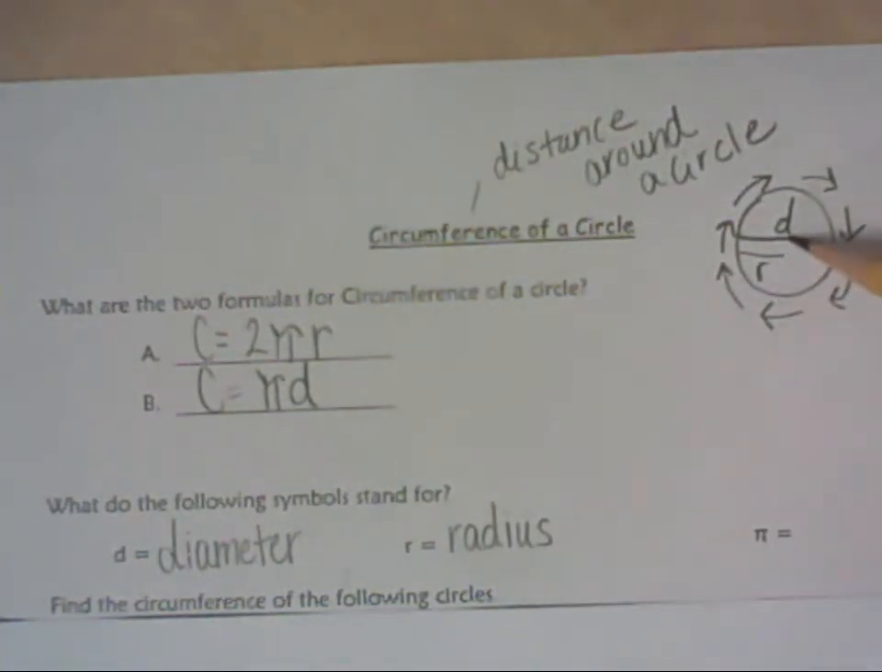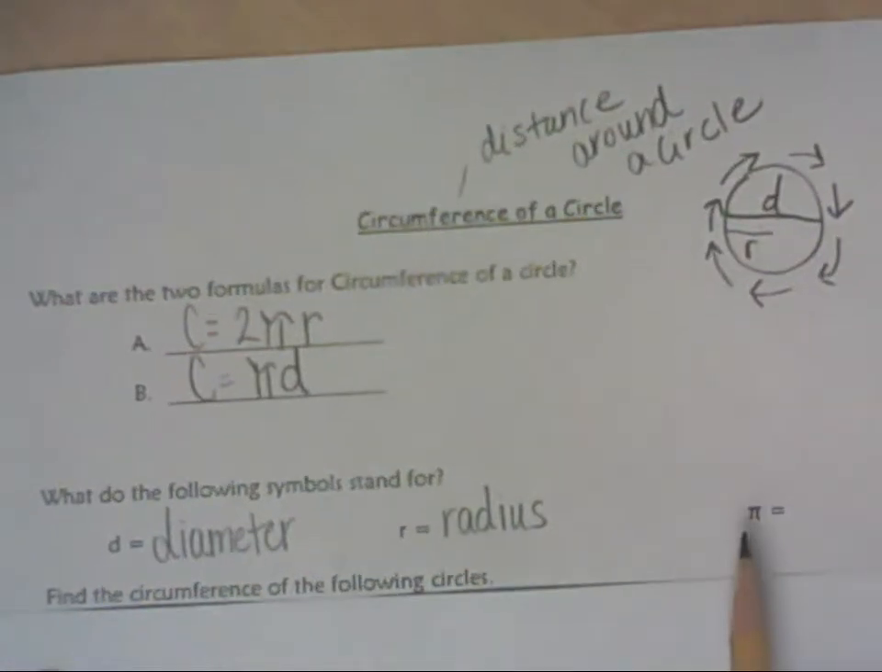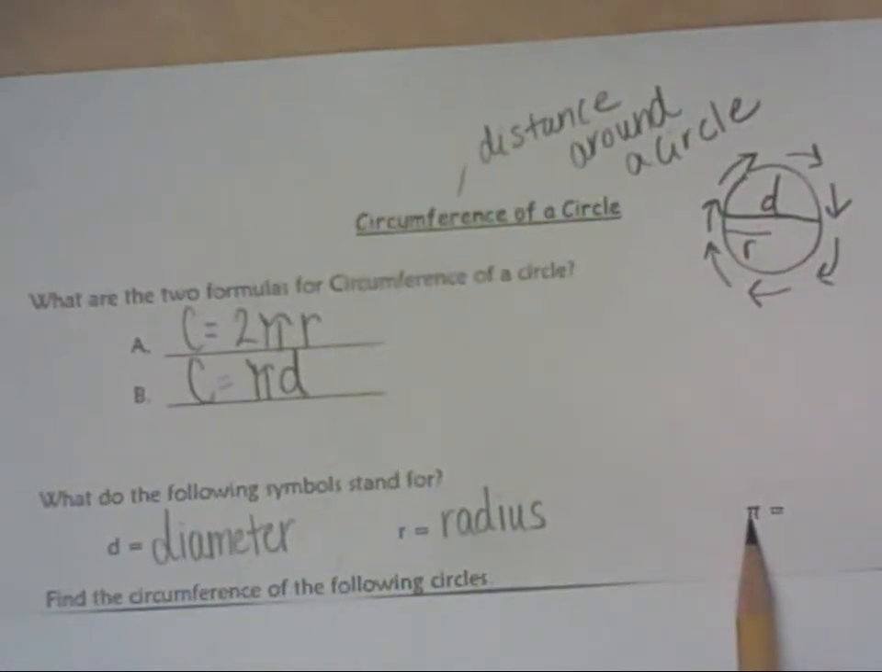So if the diameter was 10, what would the radius be? 5. Very good. What if the diameter was 24? What would the radius be? 12. Very good.